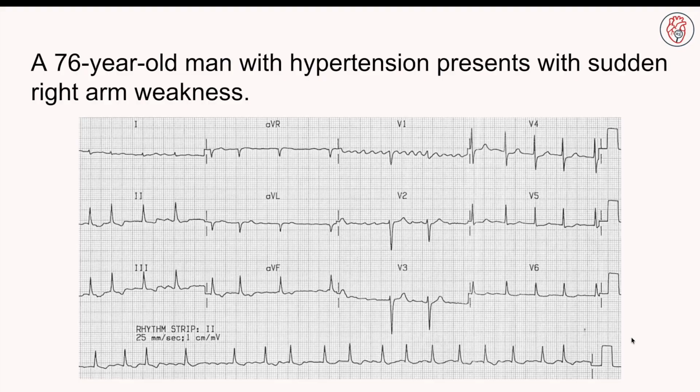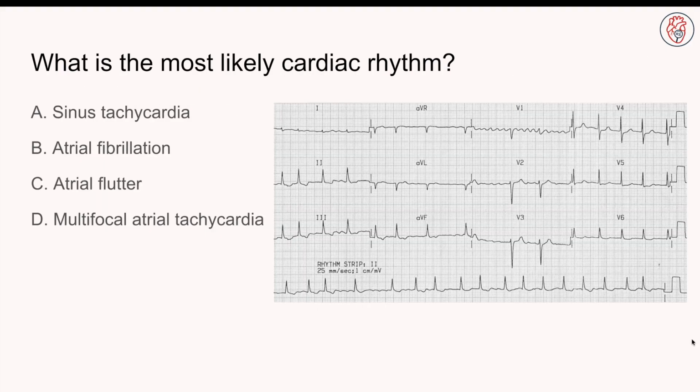All right, you have a 76-year-old man with hypertension, and he presents with sudden right arm weakness. So already you're thinking of some differentials, hopefully, in your head of what this might be. But you get this EKG. What do you notice? Okay, now that you have that in your head, what do you think the most likely cardiac rhythm is? Yes, perfect. It's atrial fibrillation.